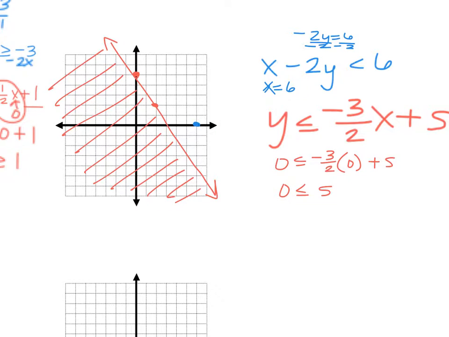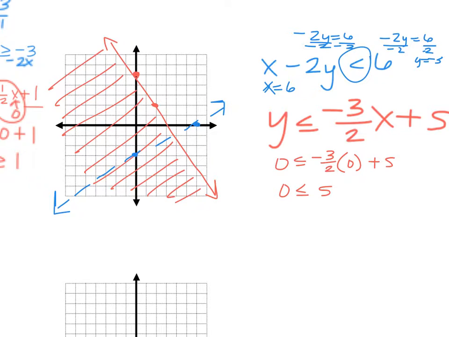So I'm just doing cover-up method, right? X equals 6 and negative 2y equals 6. So divide by negative 2 and you get y is negative 3. So that's your y-intercept. 1, 2, 3. Okay, dotted or solid line? This one's dotted, right? Doesn't have the bar under the symbol. So we're going to do a dotted line here.